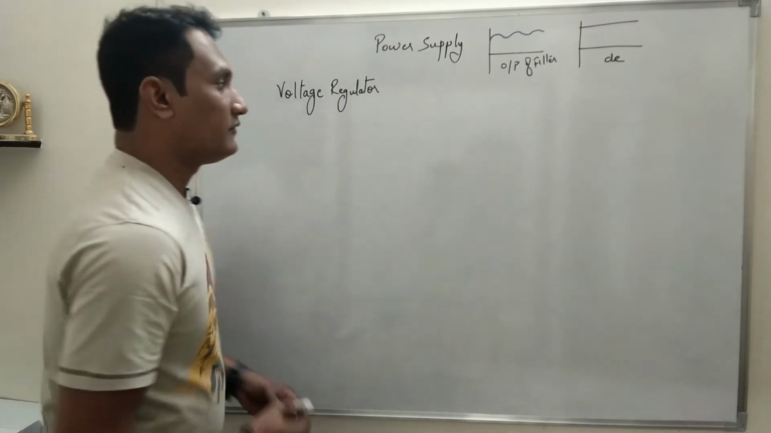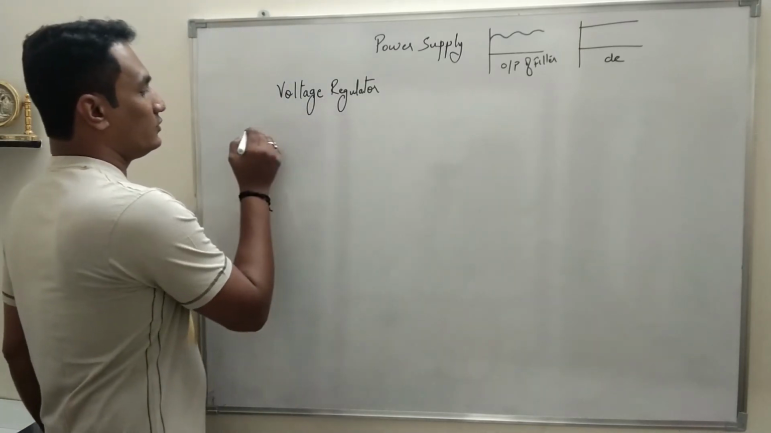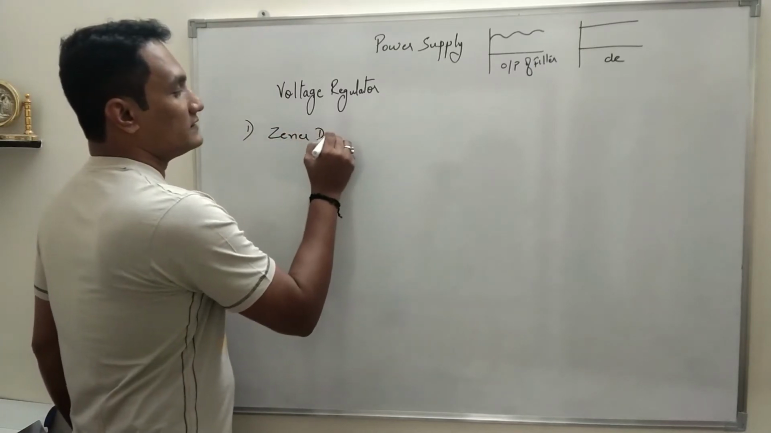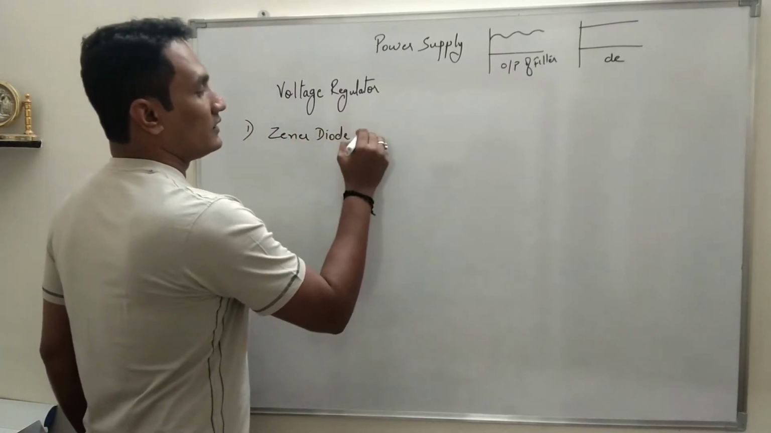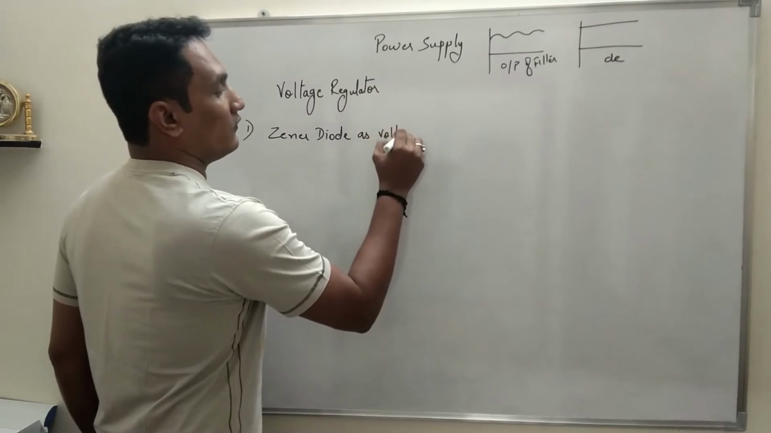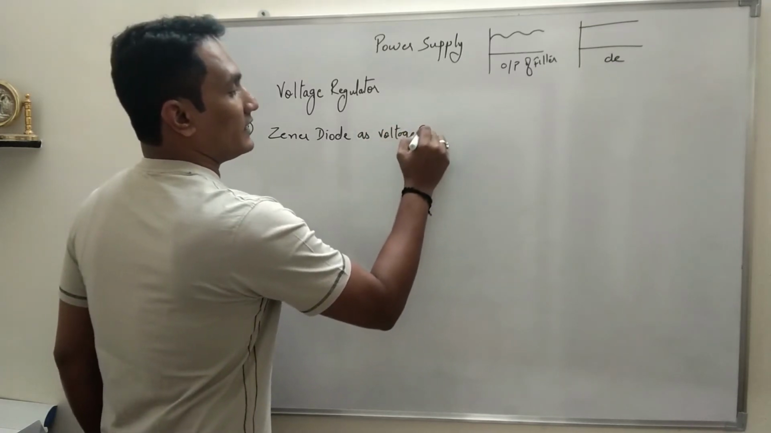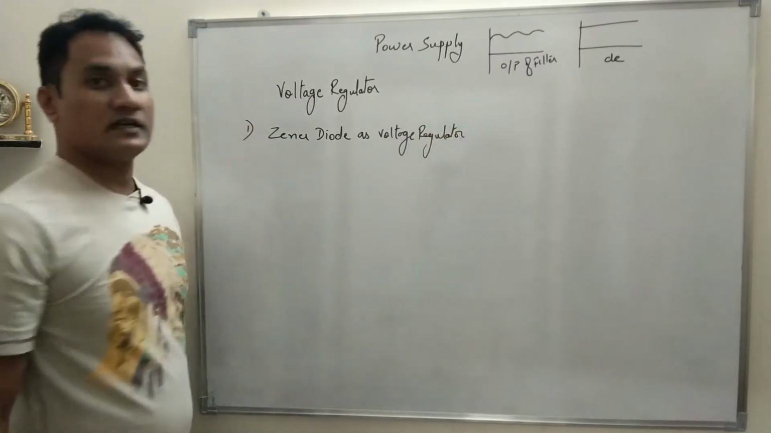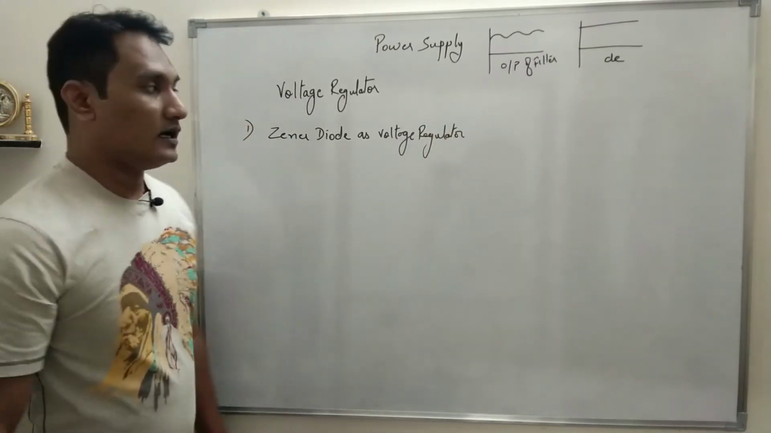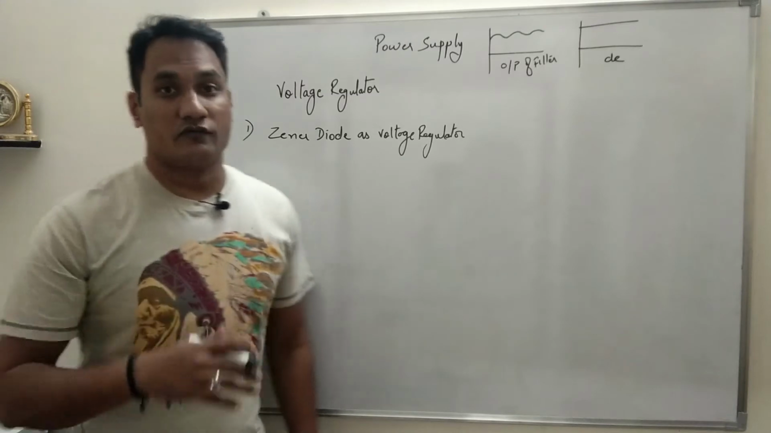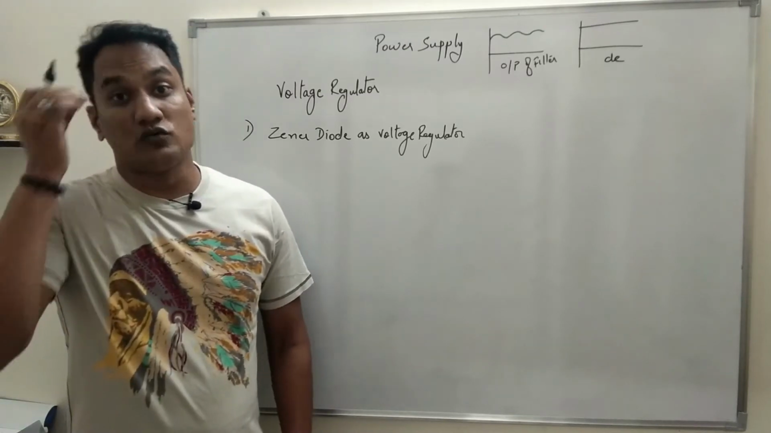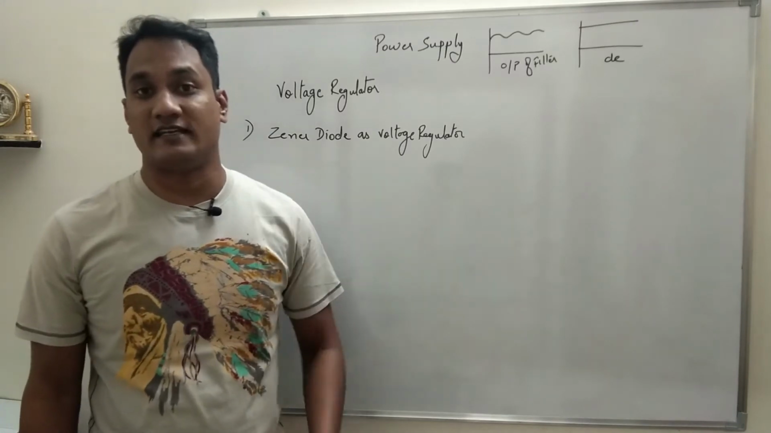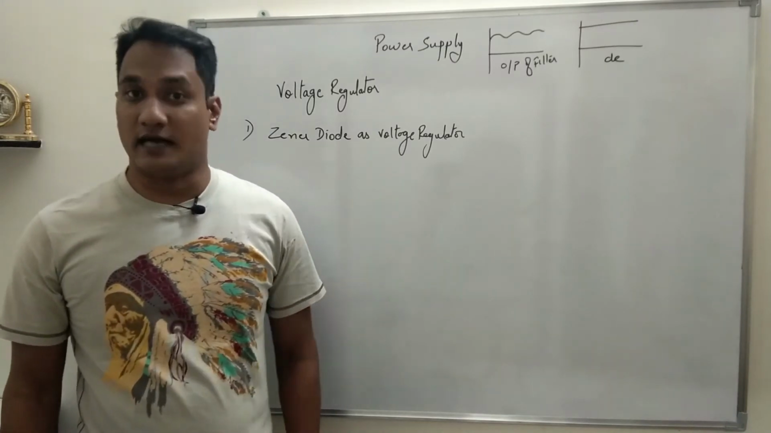Okay, so under the heading voltage regulator, the first circuit which we will try to understand is Zener diode as voltage regulator. Zener diode as voltage regulator. Okay, of course, before trying to understand how a Zener diode can be used as a voltage regulator, first we have to understand what exactly we mean by Zener diode.